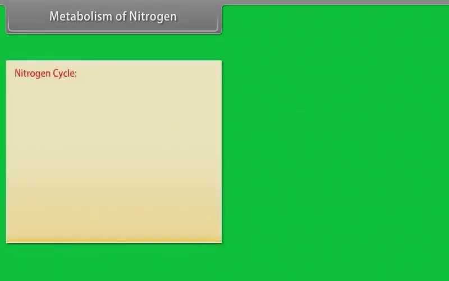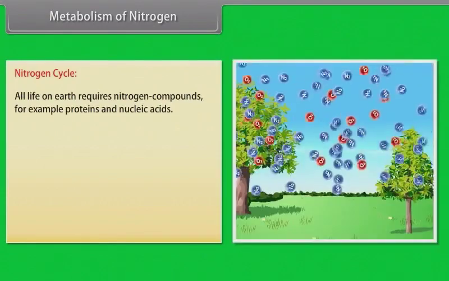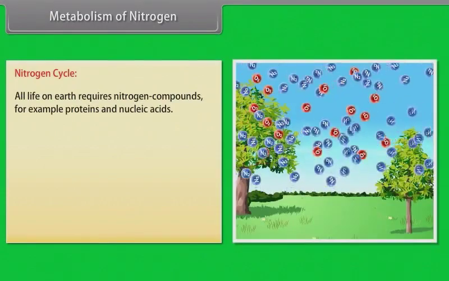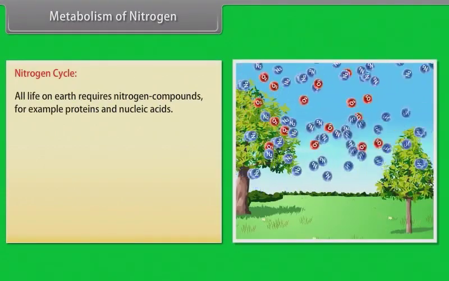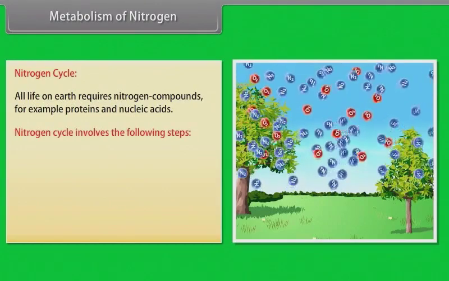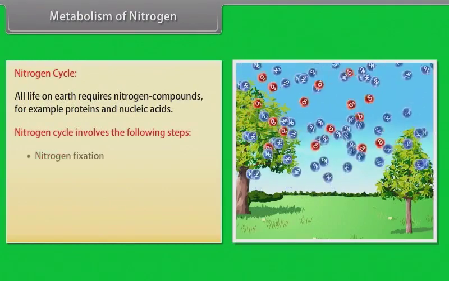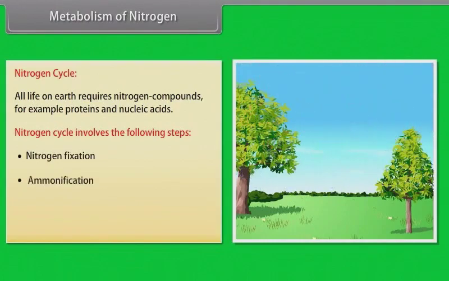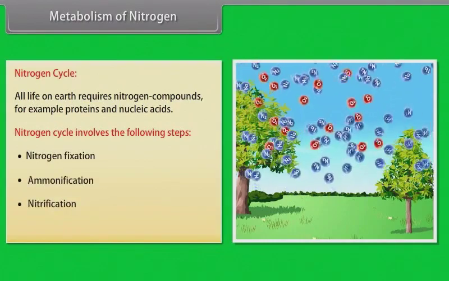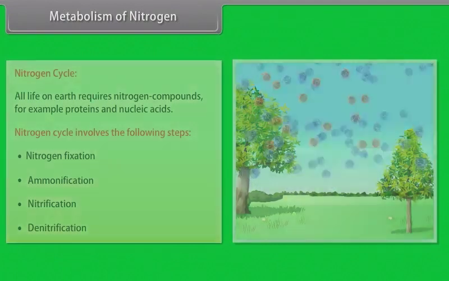Metabolism of nitrogen. Nitrogen cycle. All life on Earth requires nitrogen compounds, for example, proteins and nucleic acids. The nitrogen cycle involves the following steps: nitrogen fixation, ammonification, nitrification, denitrification.